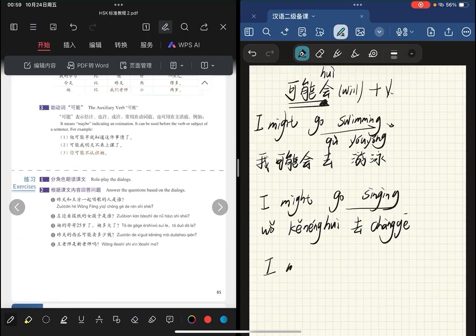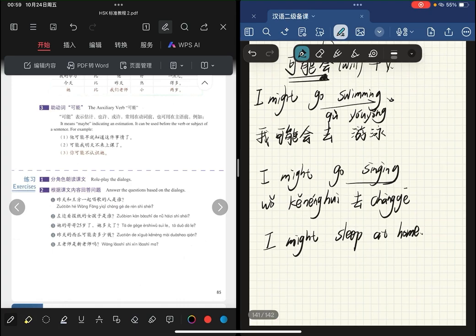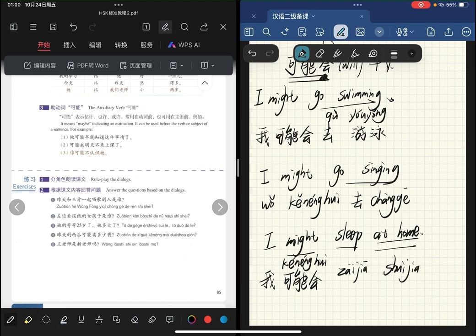Or I might sleep at home. 我可能会, at home is 在家, and sleep is 睡觉. 我可能会在家睡觉, I might sleep at home. 我可能会在家睡觉. Okay? 可能会在家睡觉.